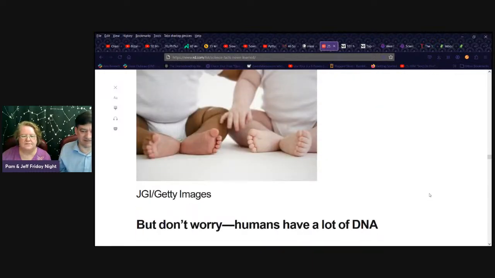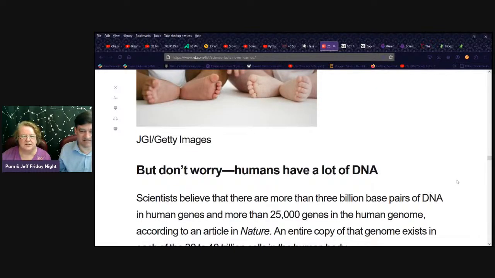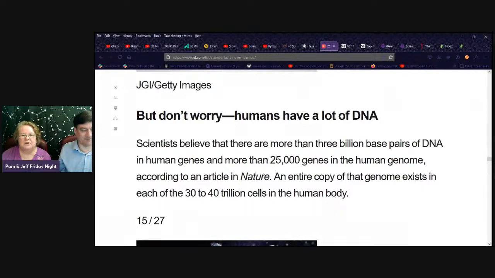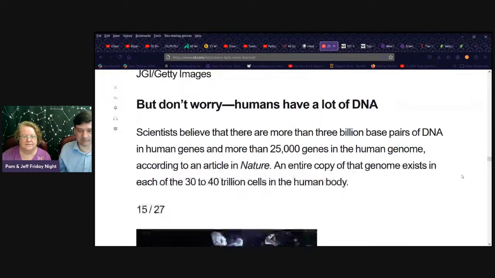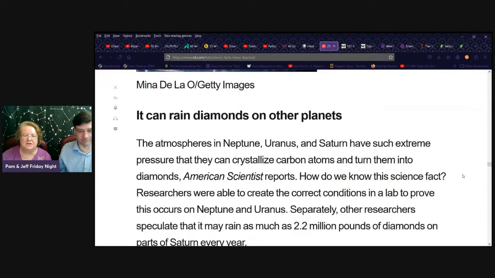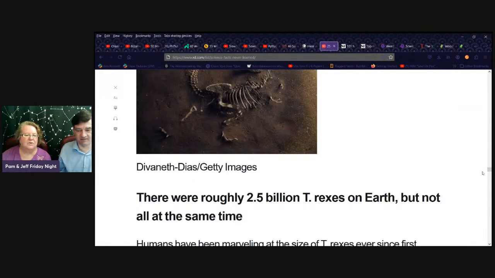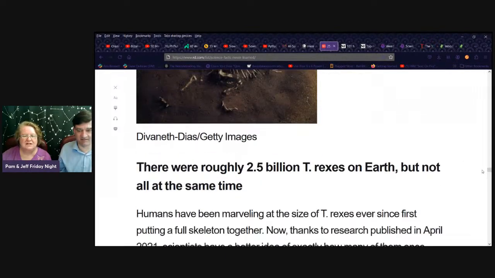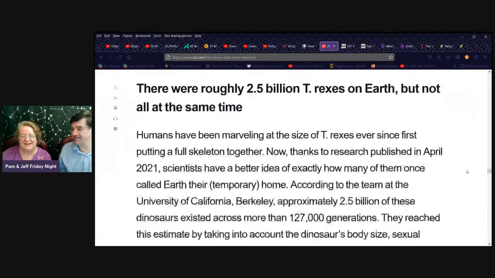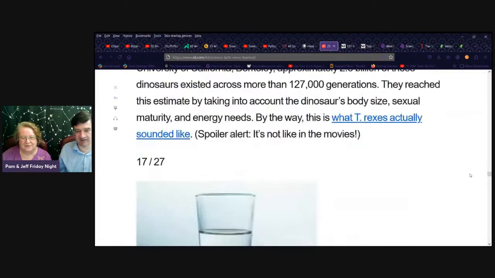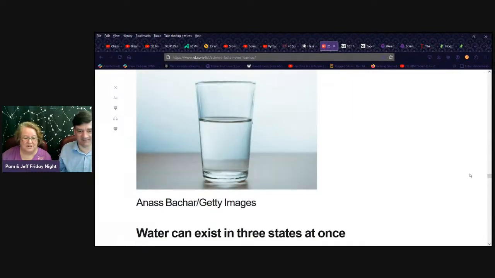Okay, this one. Oh, but don't worry, humans have a lot of DNA. 3 billion base pairs. Oh, there's the diamond ones. Yeah. What else is in here? Oh, that's kind of fun. There were roughly 2.5 billion T-Rexes on Earth, but not all at the same time. There was a very successful run that the dinosaurs had. Yep. They were around much longer than we have been.